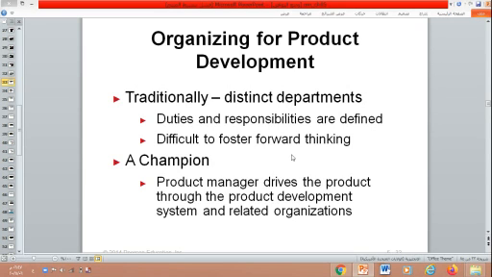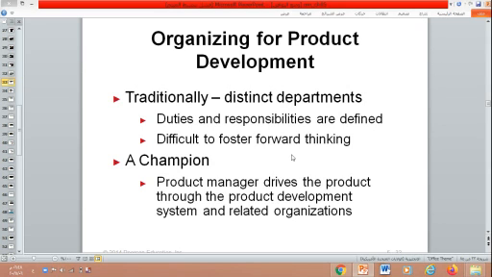On the other hand, one of the main disadvantages of this approach is that it is difficult to foster forward thinking, or there is a lack of forward thinking. Because each department has specific duties and responsibilities to be performed, we are not sharing information or experience among the other departments.